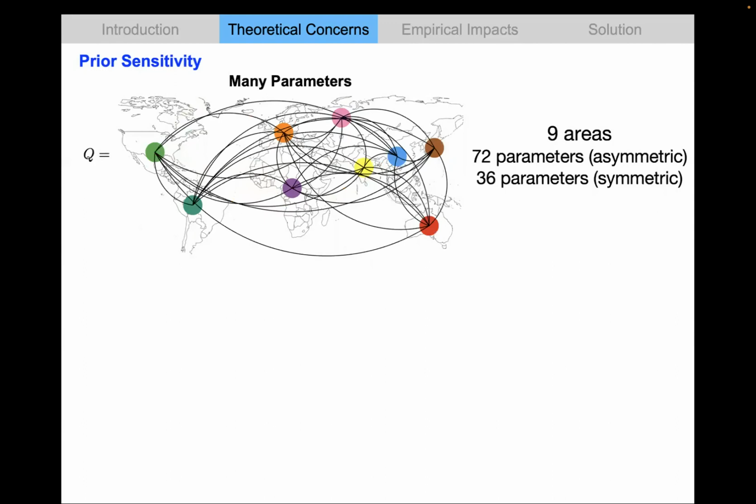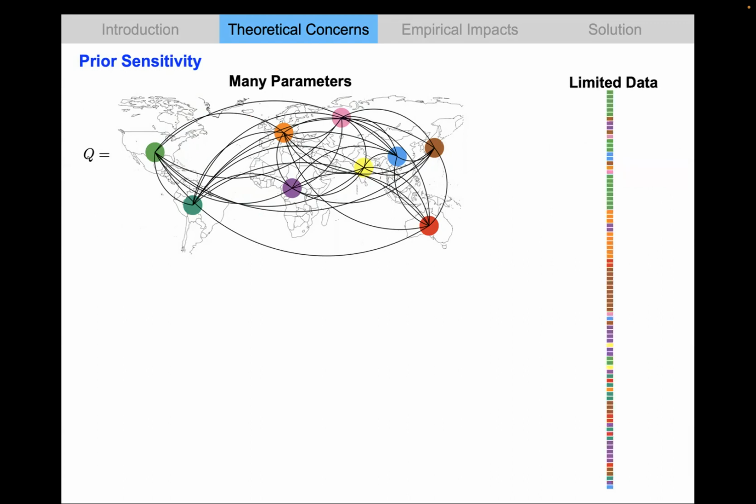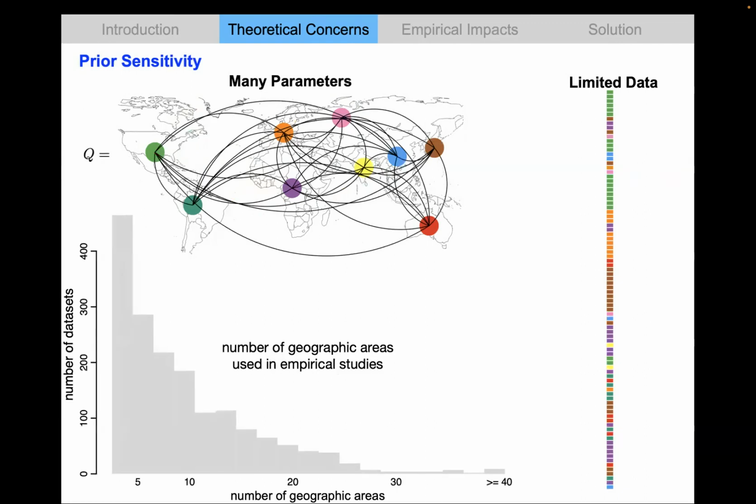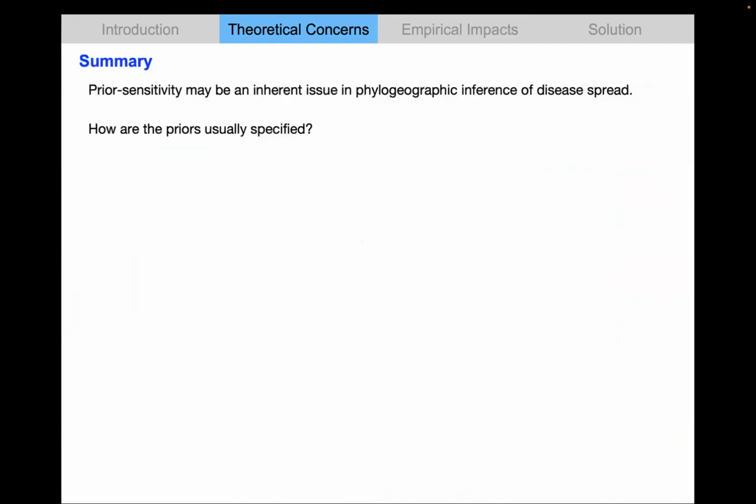While in reality, we have desire to include more areas so that we can understand the dispersal dynamics better, and we can see the number of parameters scales geometrically with the number of areas. But the data are still limited to this single geographic observation for each sequence, raising our concern about the ability to estimate these many parameters. And this is not just a hypothetical case, as many of the empirical studies include more than 10 or even 20 areas. So let's look at how the priors are usually specified.